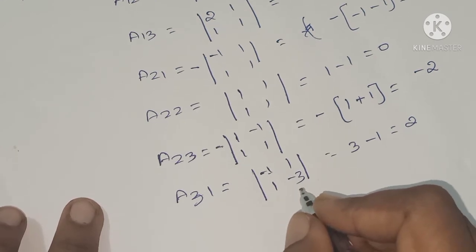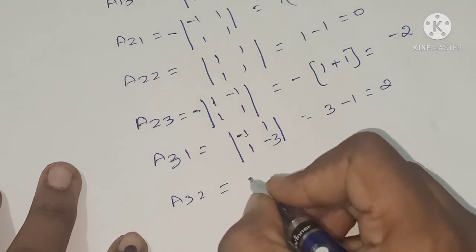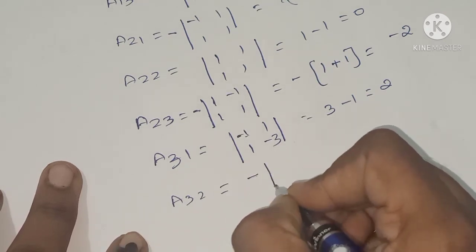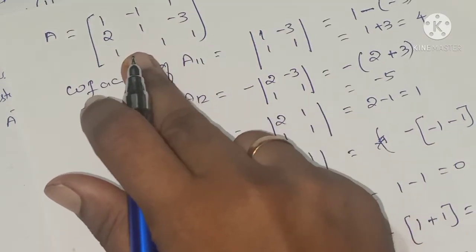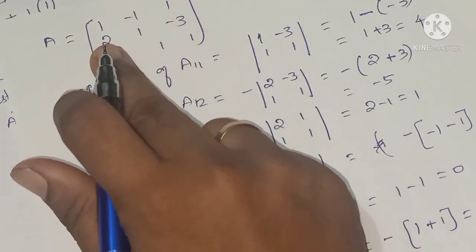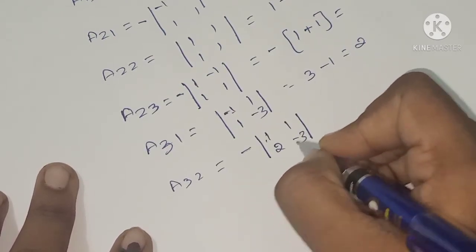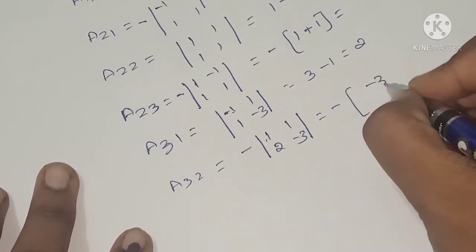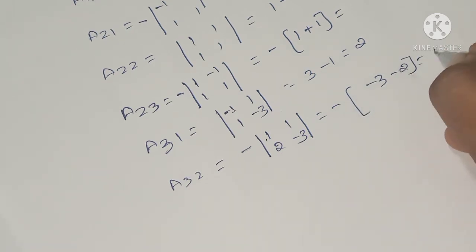The next one is A32. 3 plus 2 is 5, odd number, so negative value. So hide the third row, second column. We get 1, 1, 2 minus 3. So this is equal to minus of minus 3 minus 2. So minus 5. So it is plus 5.